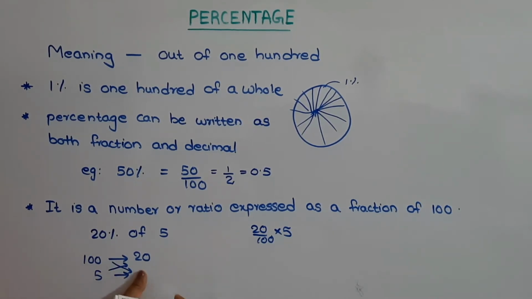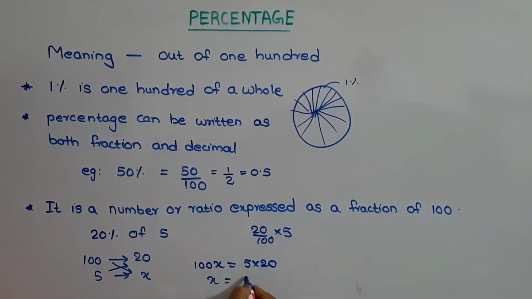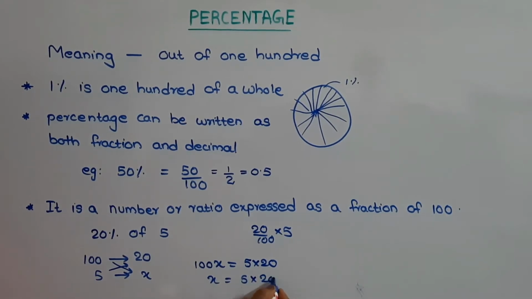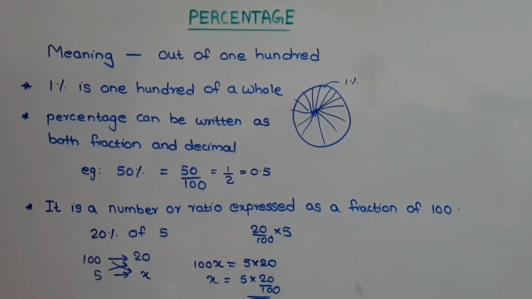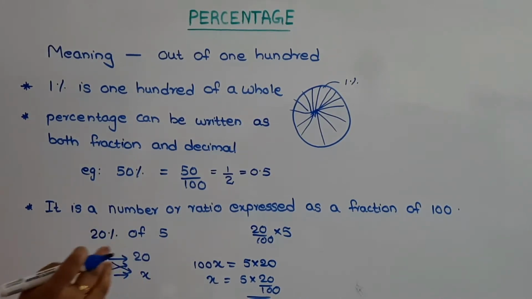So we can find this value by cross multiplying. Let us consider this as some x. Multiply this 100 by x, and multiply this 5 by this 20, and then equate them. Then we will get the x value as 5 into 20 by 100. So 20% of 5 will be 5 into 20 by 100. Now let us go straight to our problems.